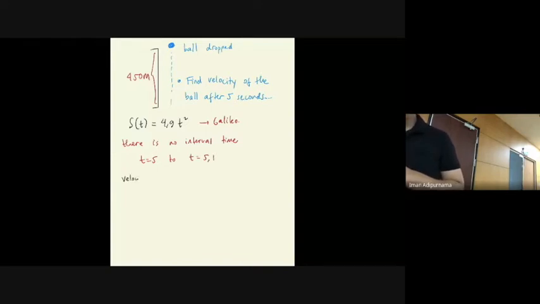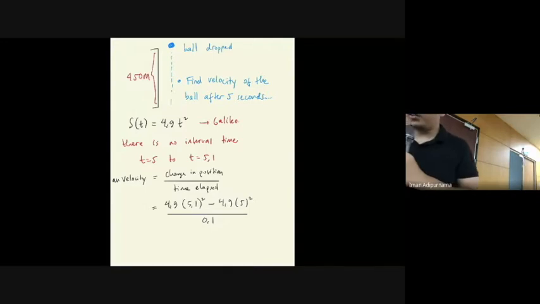So velocity, or average velocity, is the change in position over the time elapsed. This is exactly, just plug in the function. So we just use the function 4.9 t squared. The change in position is from 5.1 to 5, and then the time elapsed is 0.1. You don't need to calculate, I will give you the answer. This is actually 49.49.